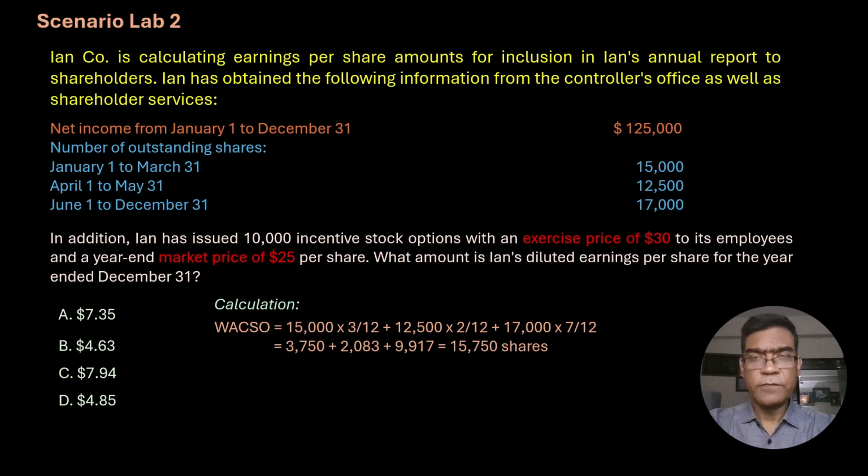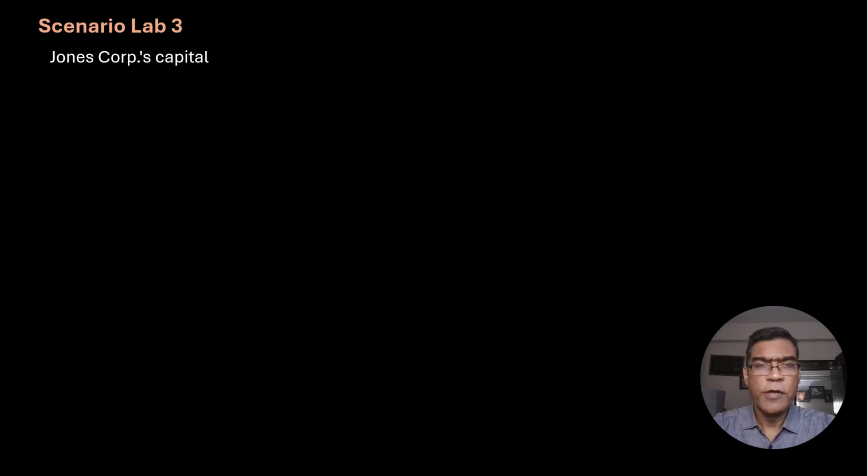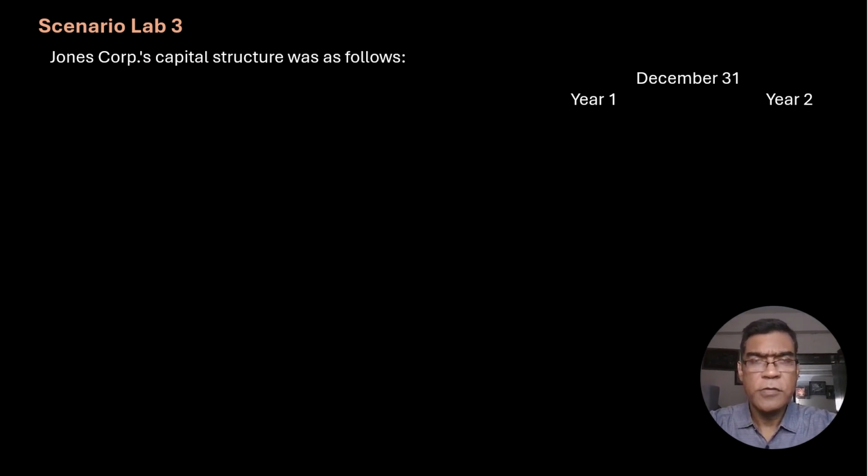That is the weighted average. And here if you see, the exercise price is 30. It is more than market price. So it is anti-dilutive. You should not include it. Clear? Yes. So diluted EPS is, what is the net income? 125,000, and weighted average is 15,750. 7.94. C is the answer. Clear? Scenario Lab 3.